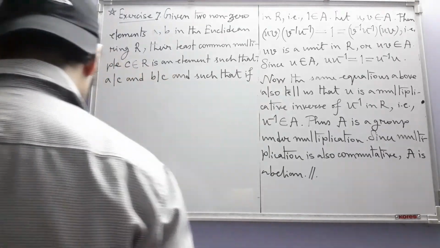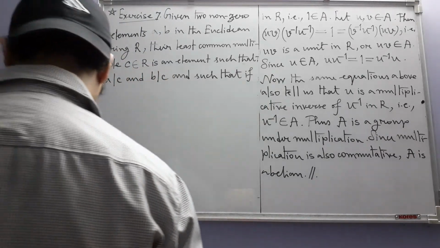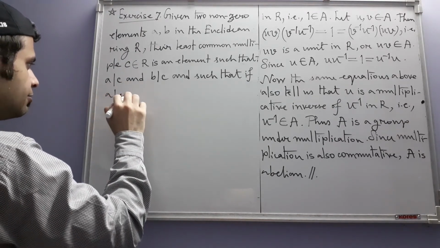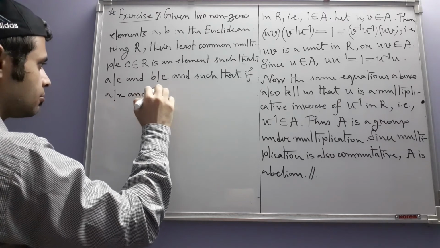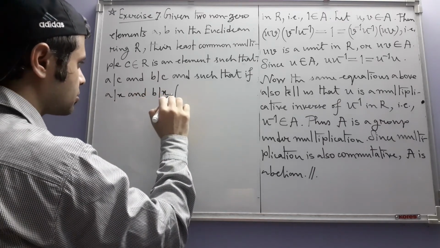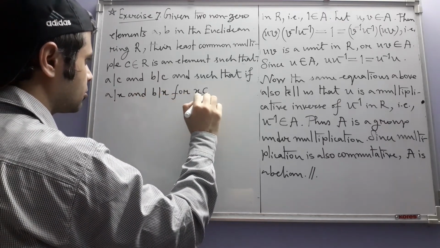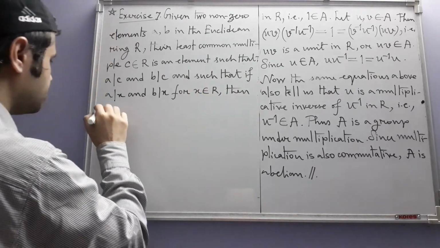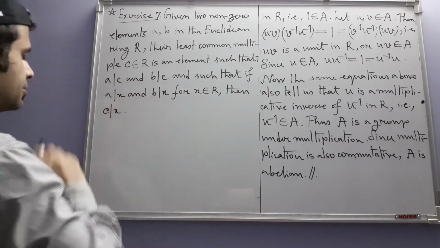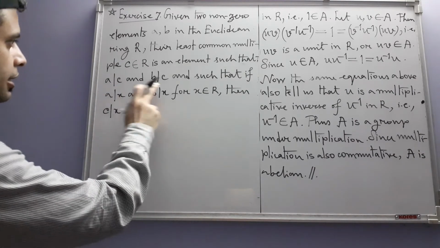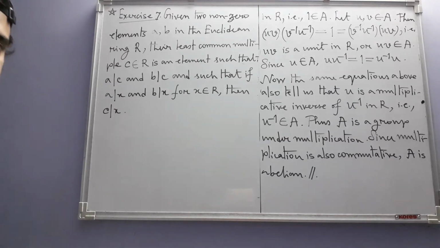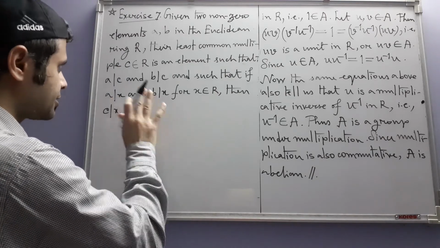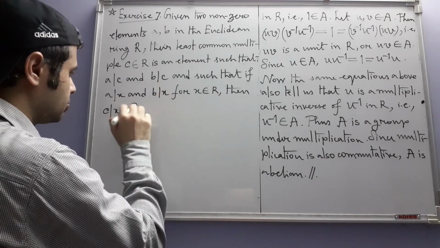such that if A divides X and B divides X for some X belonging to R, then C also divides X. If such an element can be found, then we say that it's a least common multiple of A and B. So that's the definition of LCM.